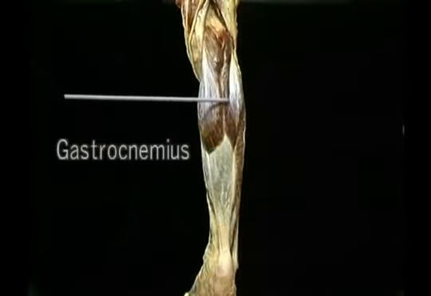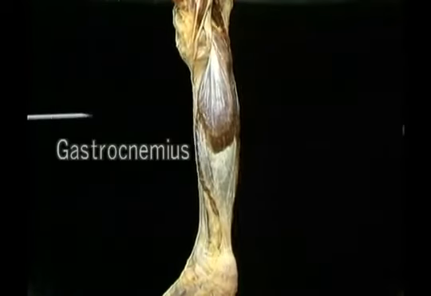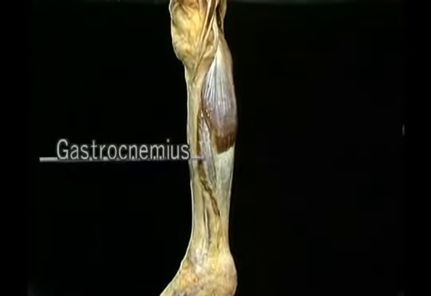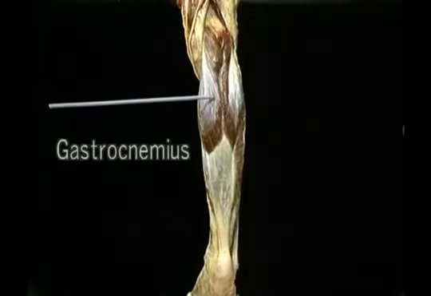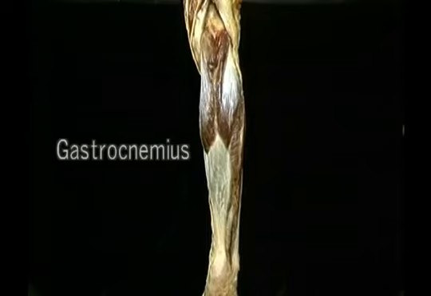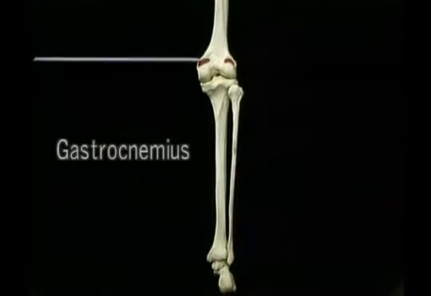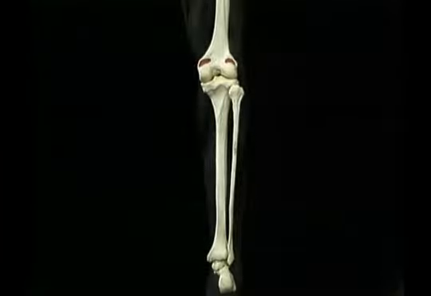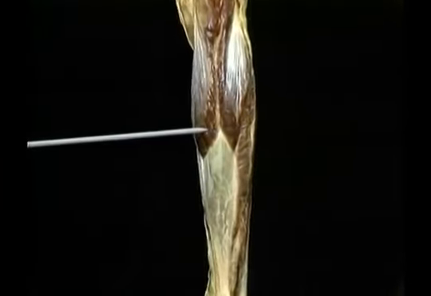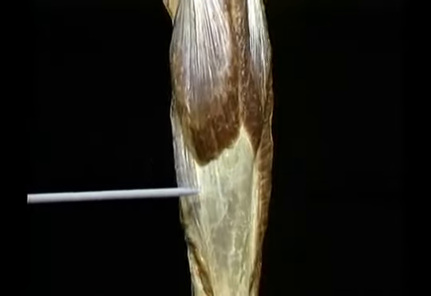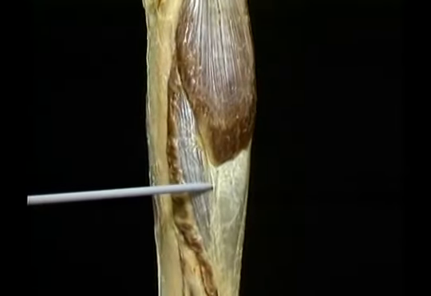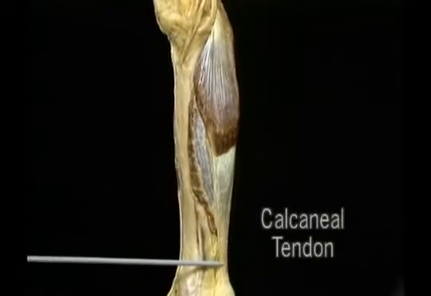Two large muscles, gastrocnemius and soleus, and one small muscle, plantaris, join together to form the massive calcaneal tendon. Here's gastrocnemius. Here, deep to it, is soleus. Gastrocnemius has two heads, a medial and a lateral. These arise, as we've seen, from the medial and lateral condyles of the femur. The two heads of gastrocnemius unite, forming a flat tendon. The gastrocnemius tendon, in turn, unites with the tendon of soleus to form the calcaneal tendon.